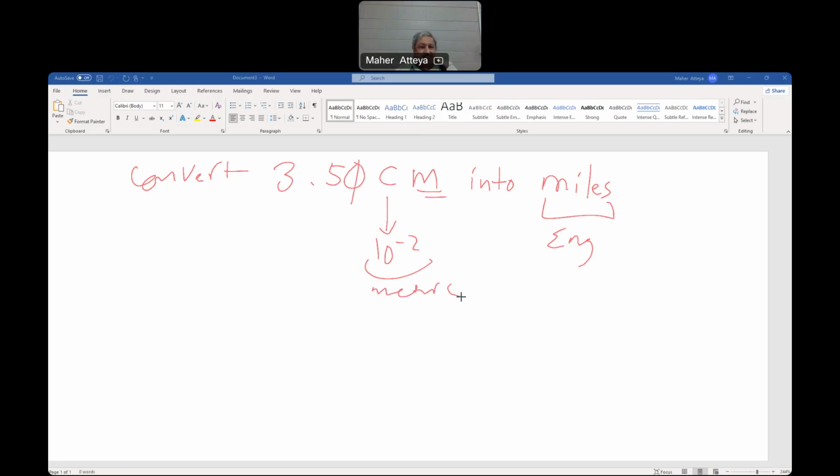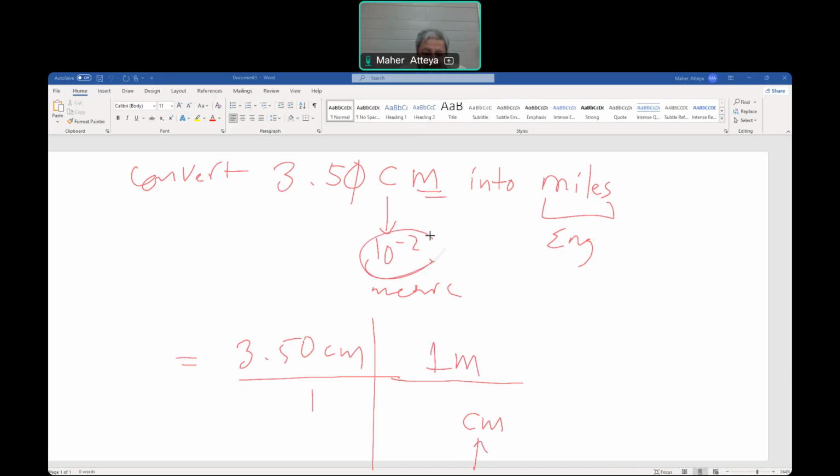So, 3.5 centimeters into miles. That makes you think a little bit. I will say this is my 3.50 centimeter, correct? With metric, you always have to go through the basic unit. The basic unit of length is the meter. And centi is 10 to the minus 2, so I put in front of it a factor of 10 to the plus 2.